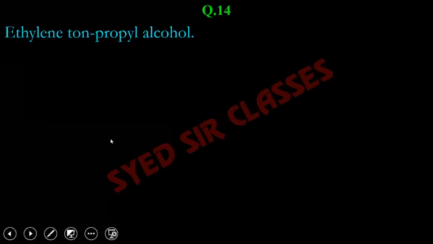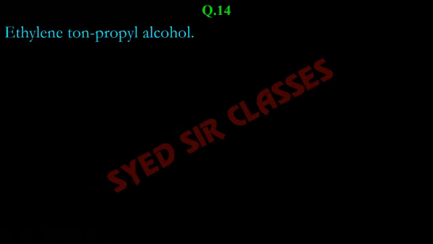Next, ethylene to N-propyl alcohol. So the space is not there. So ethylene to N-propyl alcohol. This is CH2 double bond CH2. You have to convert it to, and this is a very important reaction, so just pay attention here, N-propyl, which means CH3 CH2 CH2 OH. And memorize this reaction, I am telling you in advance. It is very important from a competition perspective, not very important from CBSE.